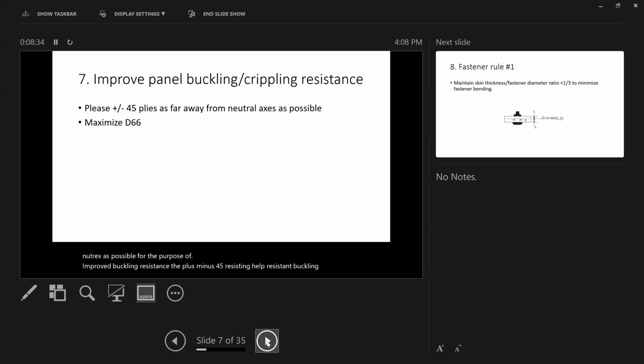Imagine a thin panel that you put in shear or transverse loading. It tends to buckle, and buckling forms an out-of-plane motion in the plus minus 45 directions. So if you place plus minus 45 plies as far away from the neutral axis, your panel will have a higher resistance to this kind of deformation. The effect of this is to increase D66, which improves the crippling and buckling resistance. Okay.